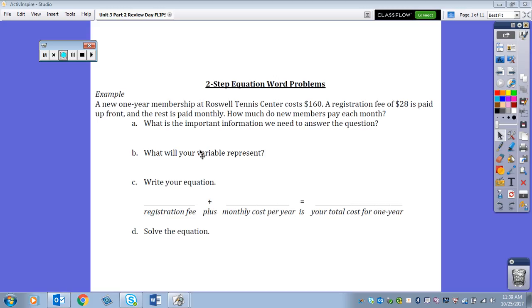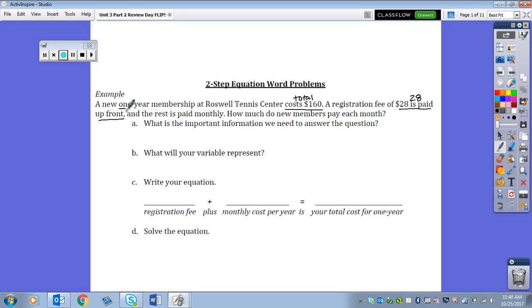Okay, so we're going to look at solving two-step equation word problems today. If you look at the first example, it says a new one-year membership at Roswell Tennis Center costs $160. So if it costs $160, we know this is going to be our total. A registration fee of $28 is paid up front, so that's a one-time fee. That means it's going to be a constant. And then the rest is paid monthly. How much do new members pay each month? So we want to know how much we are paying month to month to get from 128 to 160.